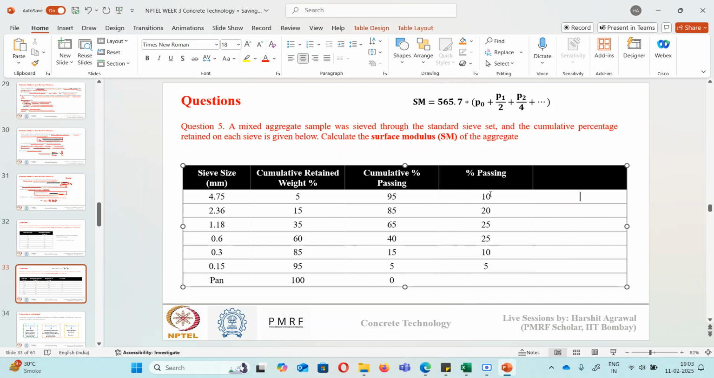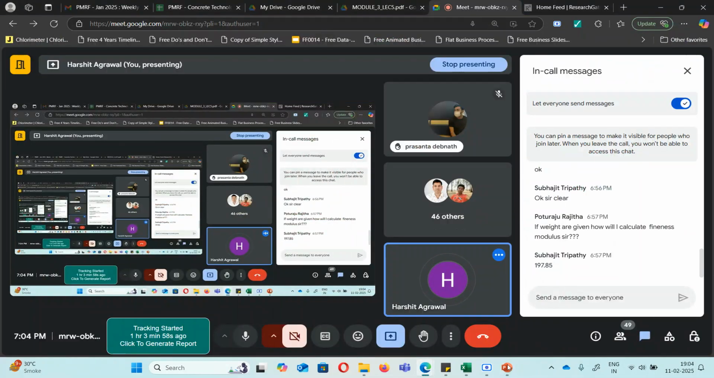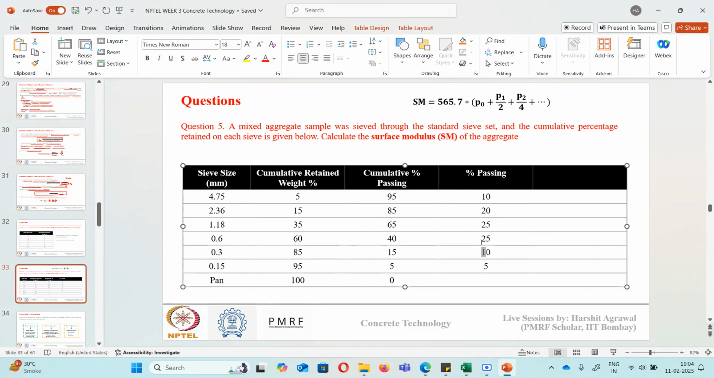So you just try to understand this calculation. 15% aggregate was passing through the 0.3 mm sieve, and 5% of that 15% is passing through the 0.15 mm sieve. So how much aggregate is actually passing through just the 0.3 mm sieve and not passing through the 0.15 mm sieve? That will be 10%. 10% will be in between the range. So this is how we calculate the percentage passing.